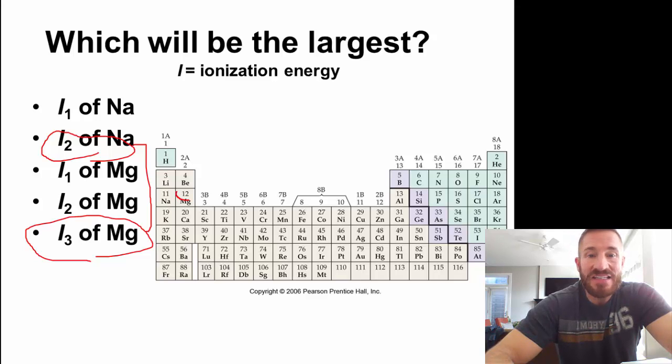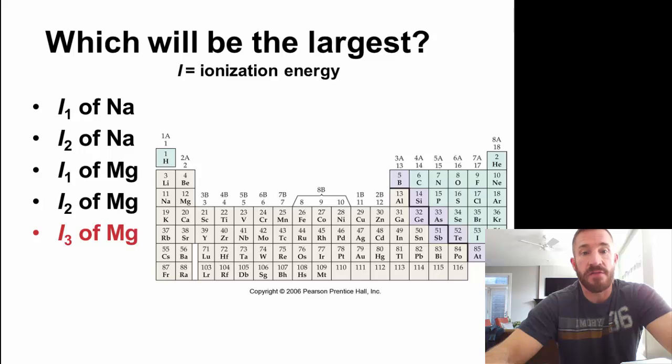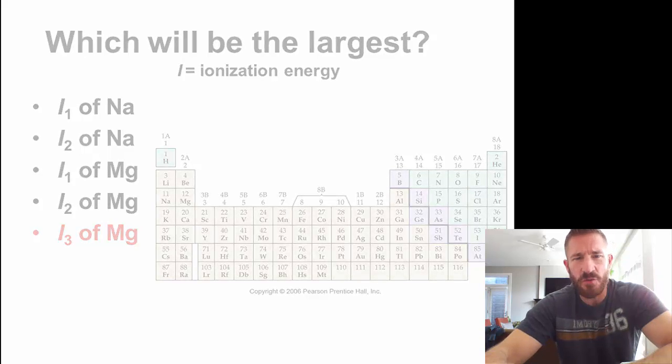I would pick magnesium because magnesium actually has 12 protons, which means it has a greater pull and a greater nuclear charge than sodium. So I think magnesium would be the best choice for this one, for that third ionization energy, and that actually is the answer. Nice job. Let's get going.